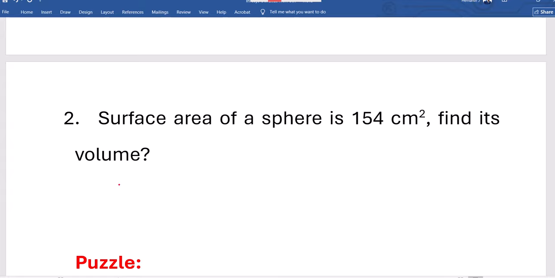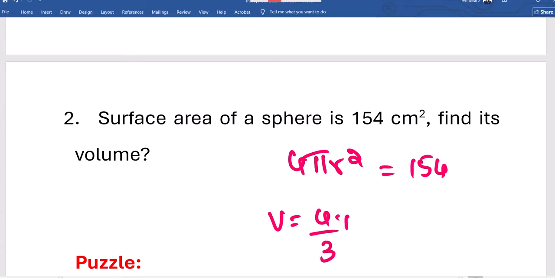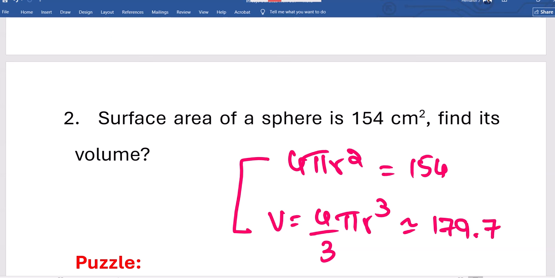What is the surface area of a sphere? 4 pi r square. Volume is 4 by 3 pi r cube. You try, it will be around 179.7. So we can take 180 likewise. We can calculate r from that. We can calculate r. Then you calculate 4 by 3 pi r cube. Calculate r, then you can do that.